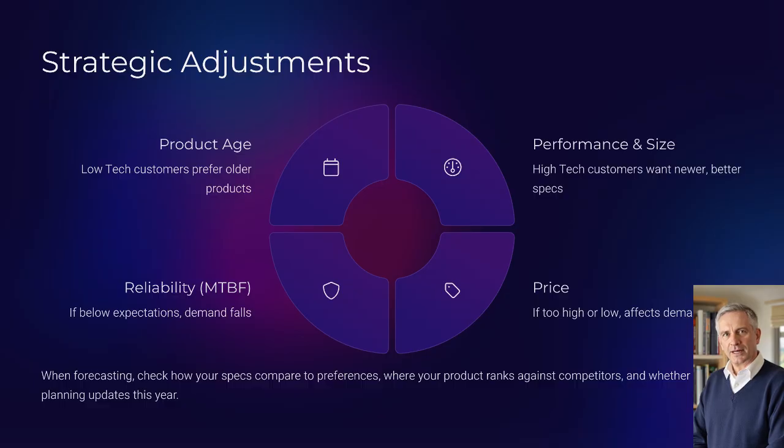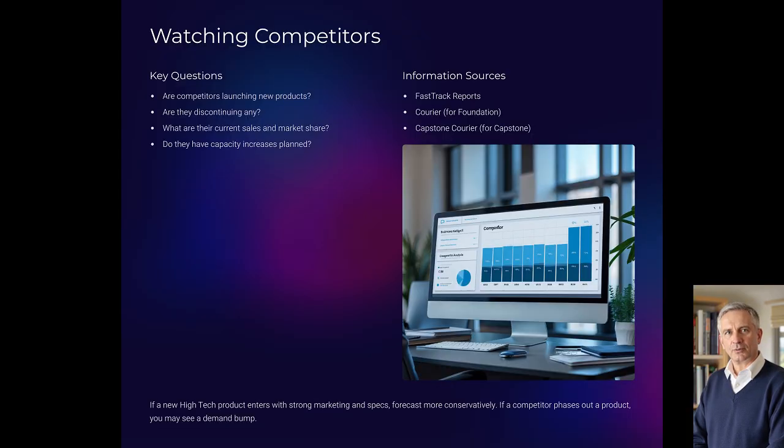Part 8, Watching Competitors. To forecast effectively, always pay attention to competitors. Are they launching new products? Are they discontinuing any? What are their current sales and market share? Do they have capacity increases planned? You can get this information from Fast Track Reports, Courier for Foundation, Capstone Courier for Capstone.